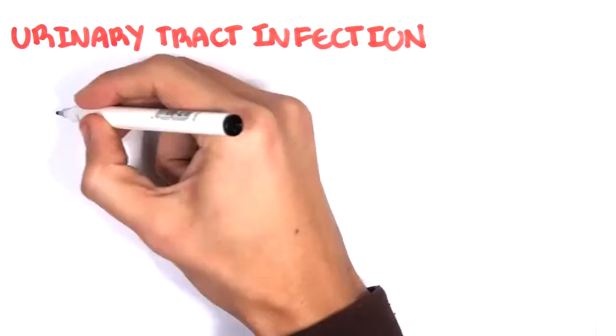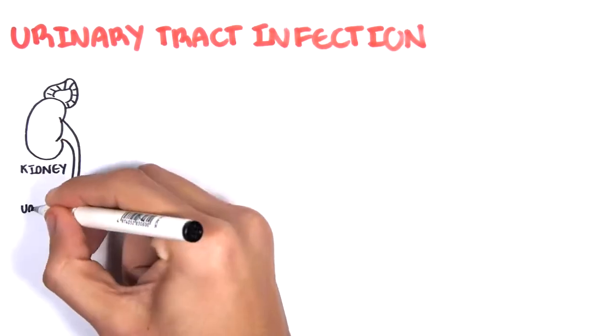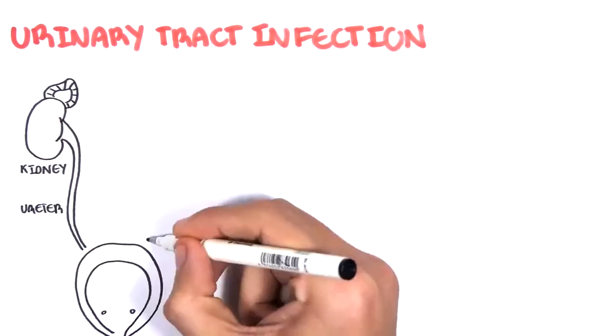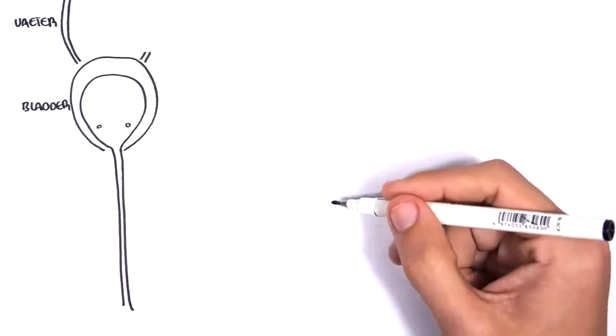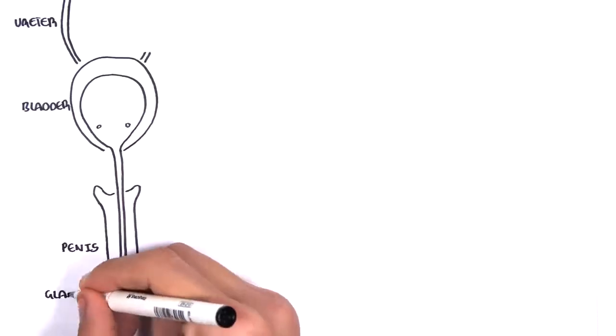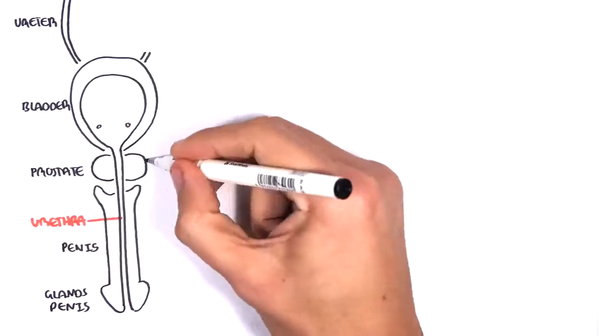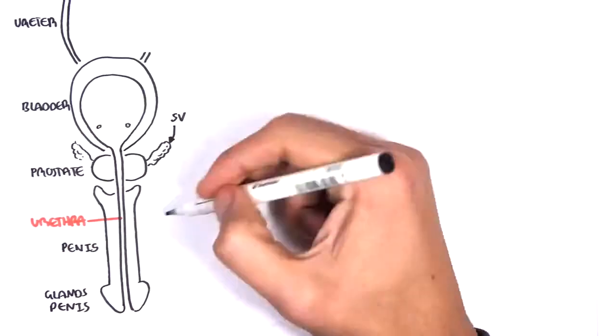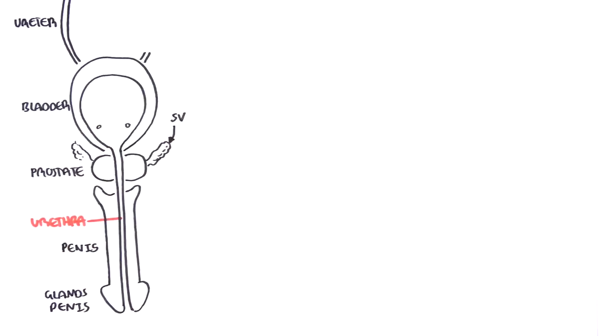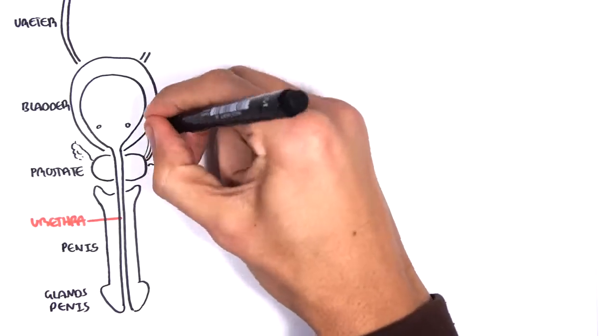Here we have the kidney. Coming off the kidney is the ureter, which carries urine into the bladder. Here we have the glans penis, the penis, and the urethra. Below the bladder we have the prostate. Coming past the prostate and into the urethra are the seminal vesicles, an important part of semen production.